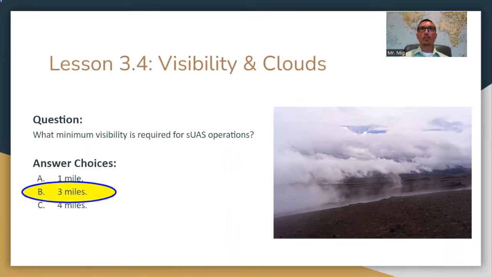So if an airplane or a building or a tower is 3 miles away, you should be able to see it. If you can't see it, there's not good enough visibility to fly your drone. You got to be able to see 3 miles away. That's the minimum visibility to fly your drone.